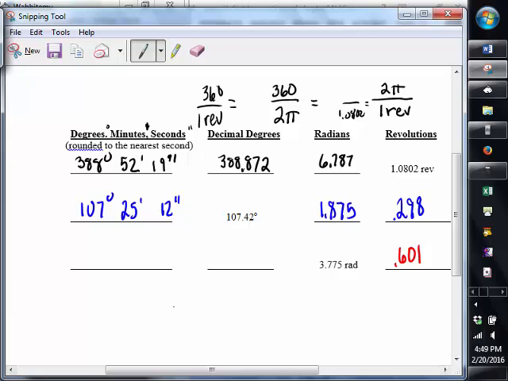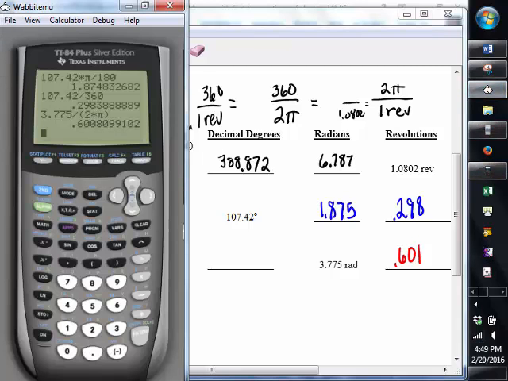Then to convert it to decimal degrees, 3.775, that's in radians. So we would multiply by 180. We're using this middle conversion factor here, divided by pi. We could have multiplied by 360 and divided by 2 pi, but it's probably easier to do it this way, and we get 216 degrees, 216.292.